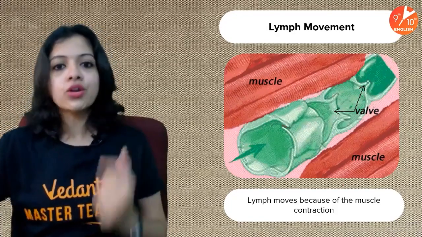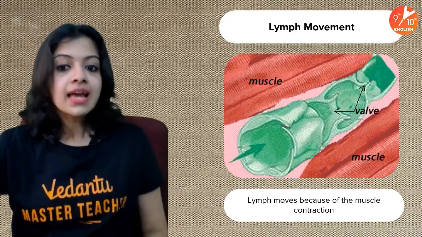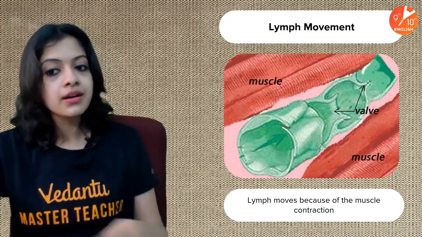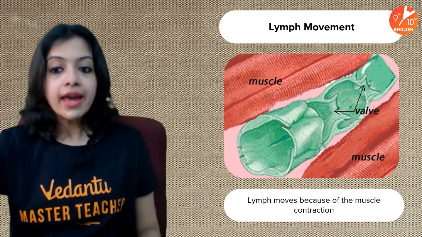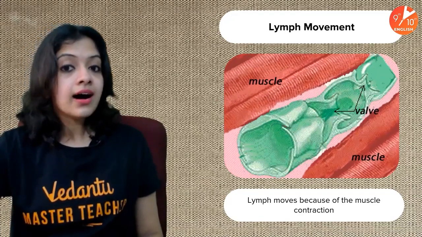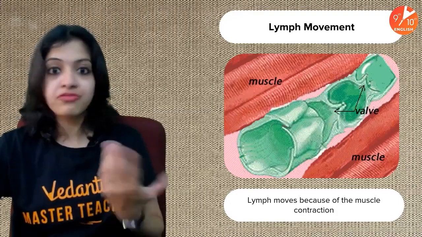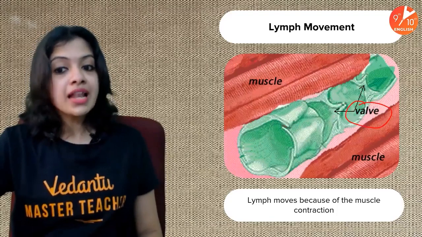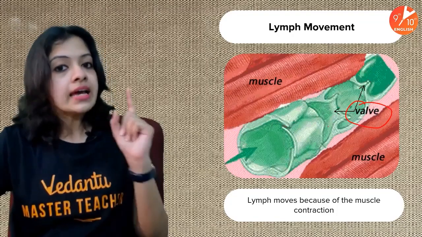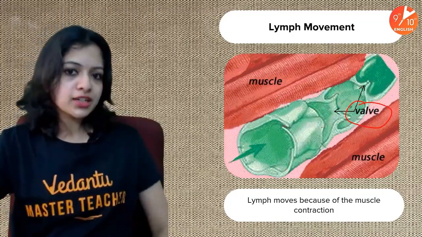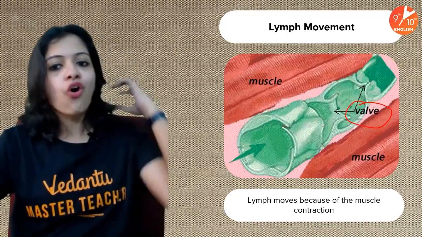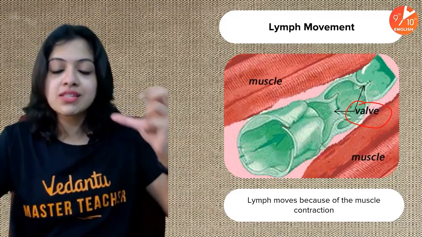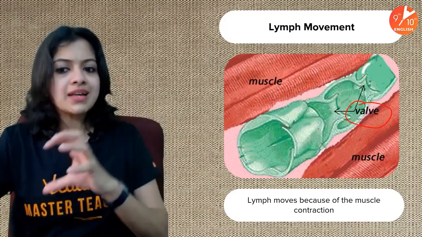But more importantly, it's important to understand that it always flows in one direction only. Look at it from here to there. Why is it so? It's because just like in the heart and in the veins, they are also provided with what we call valves. These valves ensure that lymph flows unidirectionally and doesn't flow in the wrong or the reverse direction.